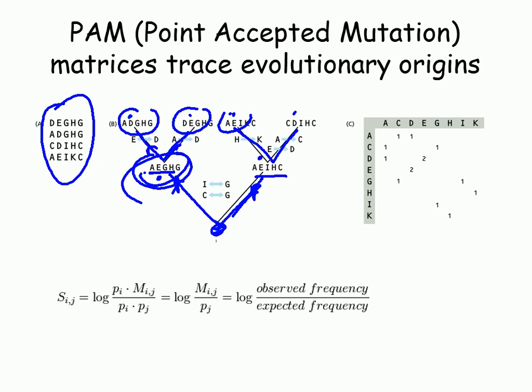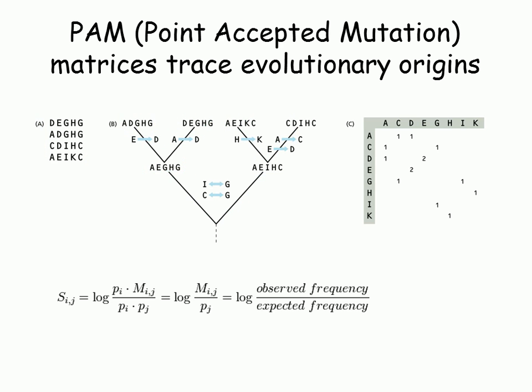Usually what they would do is you would replace that E with a question mark if you don't know, if you cannot infer what it was. All right? But once you have this evolutionary tree, you can count the number of mutations along each path. So let's look at this branch.